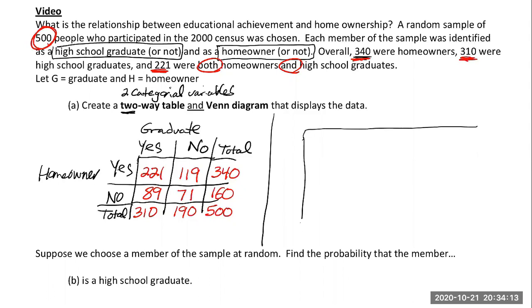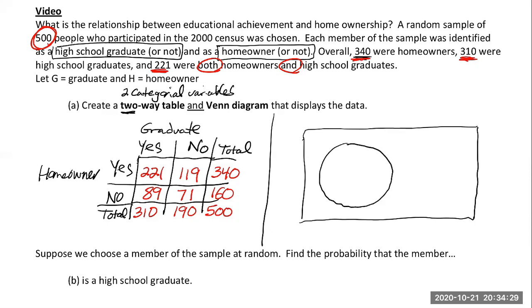So here's our Venn diagram. We have this rectangle. Everything inside this rectangle represents all of our observations, all of our people in this case, so 500 people inside this rectangle. And some of those people, we'll do a little circle here, some of those people are graduates. So this will be my G, my graduate. So all the graduates are inside that circle. All the non-graduates, who didn't graduate high school, are outside the circle, but still inside the rectangle.